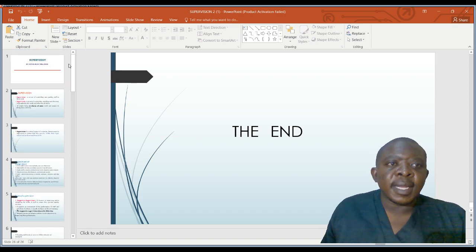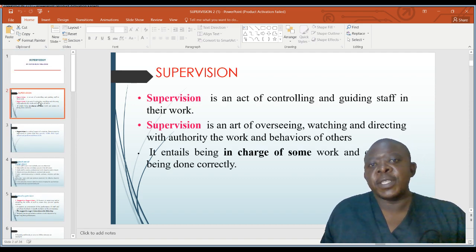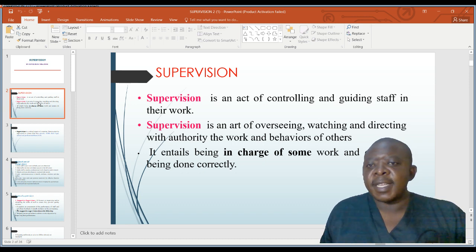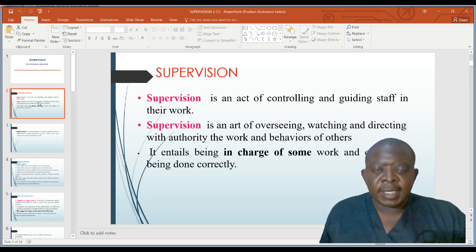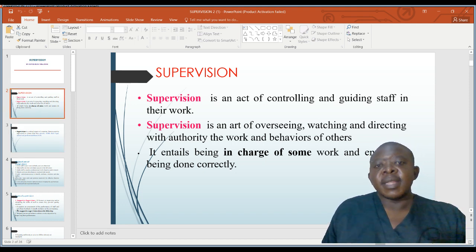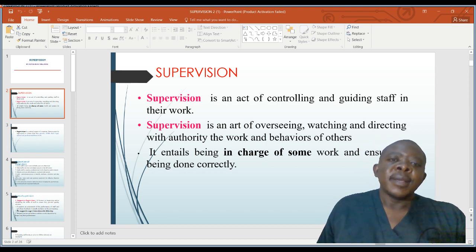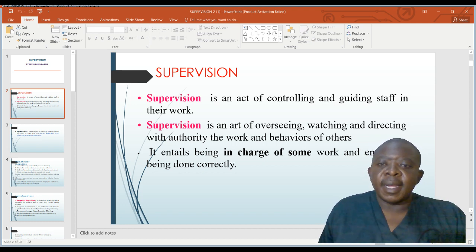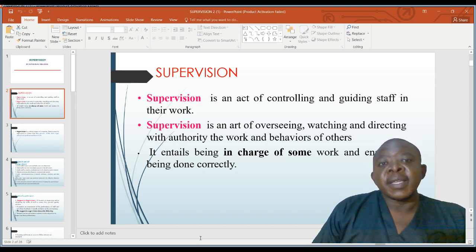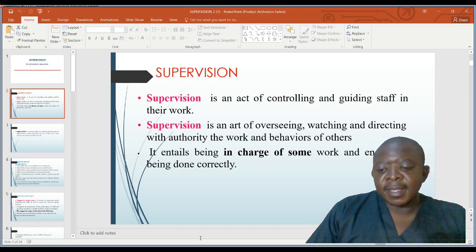So we started by first defining supervision. Supervision is more of an act of controlling, the act of controlling or guiding the staff or your followers. It can also be looked at as an art of overseeing, watching over, or directing with authority the work and behaviors of others, the people that are following you. Supervision entails being in charge of some work and ensuring it is being done correctly. So that is, in a nutshell, how supervision can be looked at.